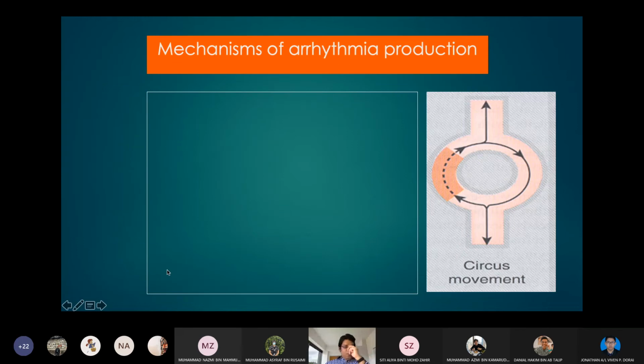Now, why does somebody have arrhythmia and somebody doesn't? What do you think? Are you familiar with this picture? This is actually physiology. I shouldn't touch it.